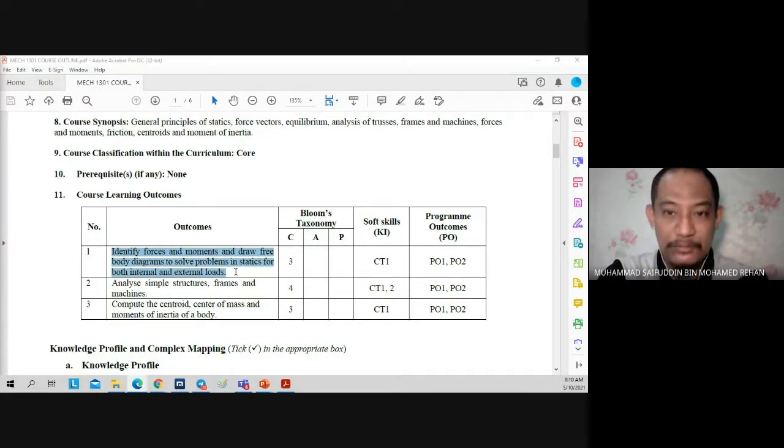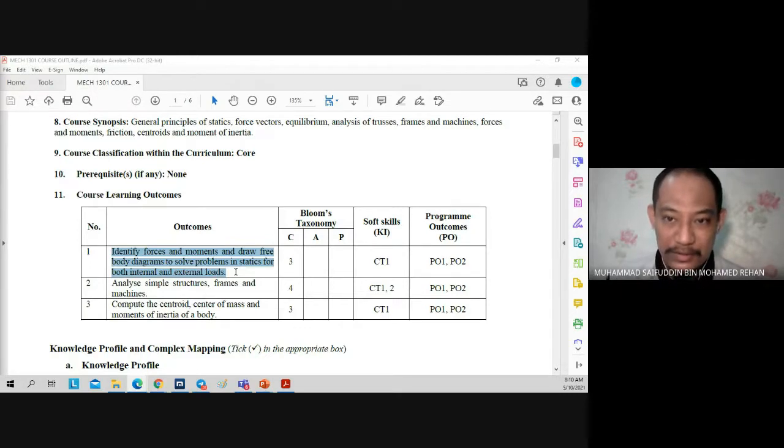One is to identify forces and moments. So mainly we will deal with that. You have to determine or calculate or compute force, moments, as well as draw free body diagram. So when it states that these are the learning outcomes, the assessment, the test and exam will focus on this to see whether you achieve the learning outcome or not, right?